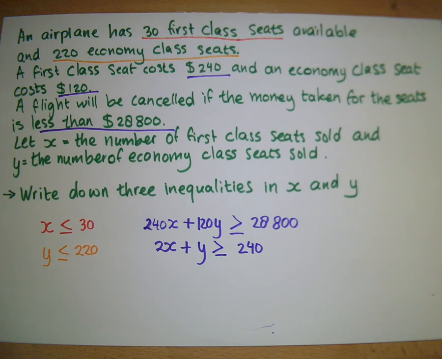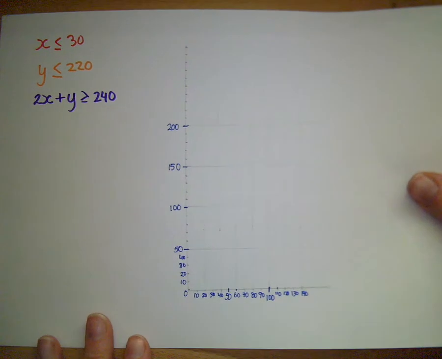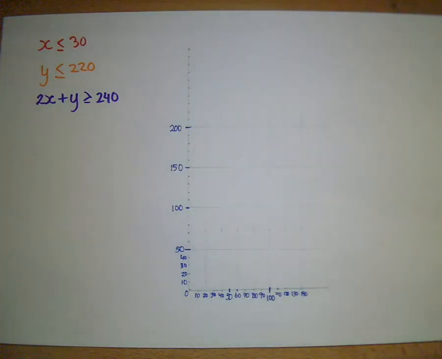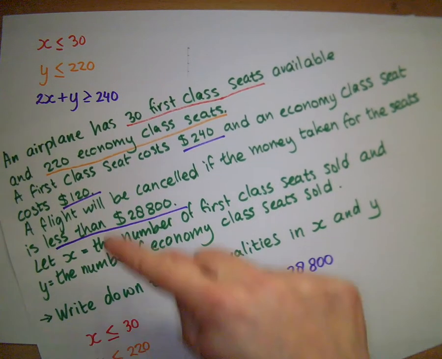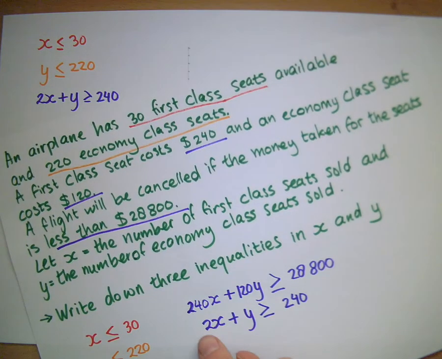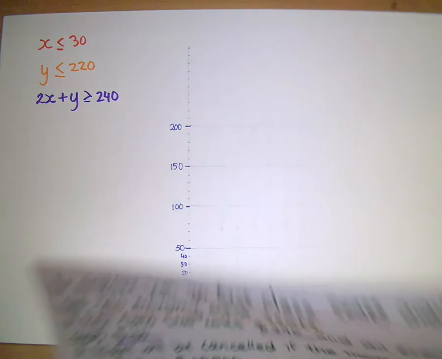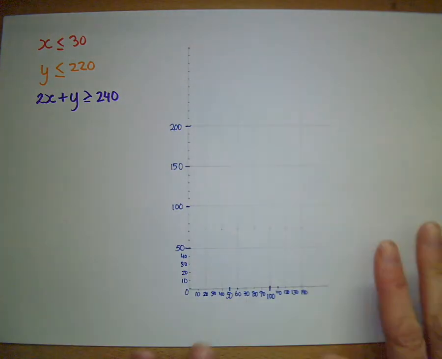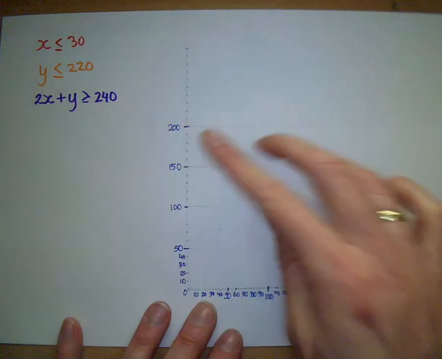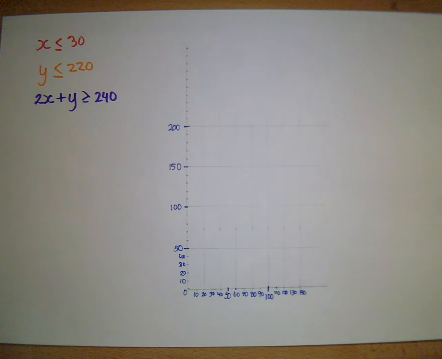Say they ask us to now graph this. I have copied down our 3 equations. X is smaller than or equal to 30, y is smaller than or equal to 220, and 2x plus y is greater than or equal to 240. Let's graph these equations. The red one, x has to be 30 or less. That's going to be easy.